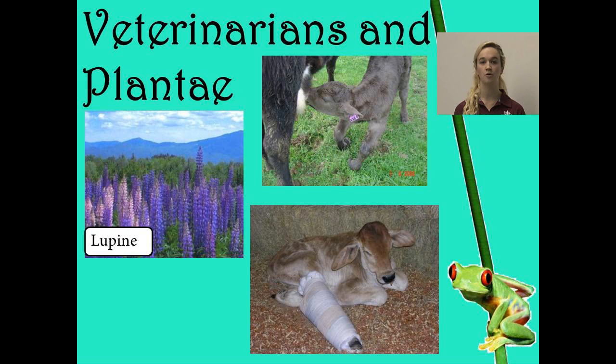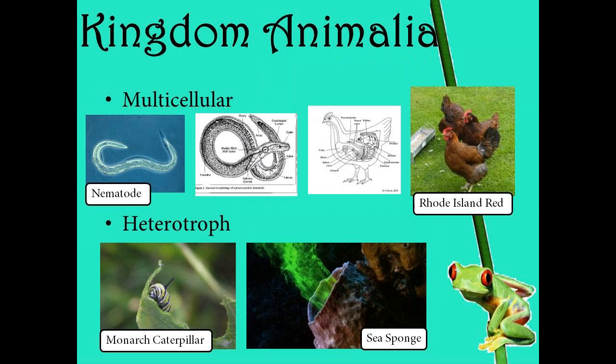So if a vet goes to a farm and sees a calf like that, the vet needs to know that the cow should stop eating lupine and the rancher needs to cut it all down, but also the veterinarian might be able to do a surgery or put casts on the calf's legs and try to make those legs straighten out. And then, of course, veterinarians need to know about animals.